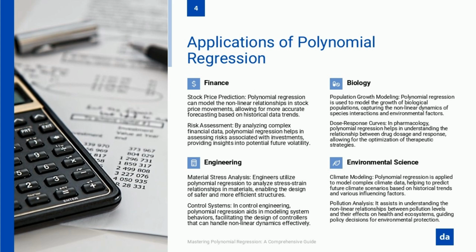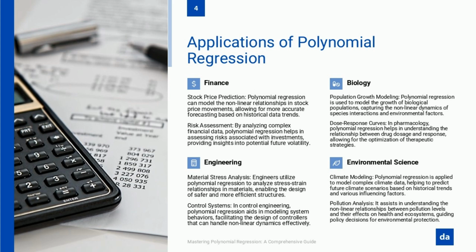In engineering, polynomial regression plays a key role in material stress analysis, where engineers study how different materials respond to stress and strain. Since these relationships are often nonlinear, polynomial models help in designing safer and more efficient structures. It is also used in control systems, where it helps model dynamic system behaviors, allowing engineers to develop better controllers for complex mechanical and electrical systems.